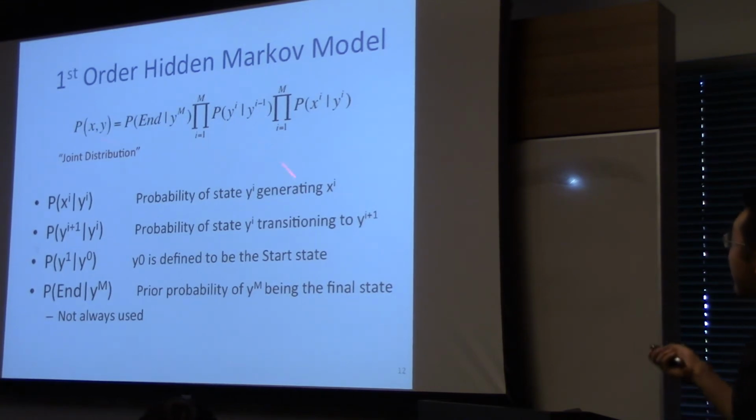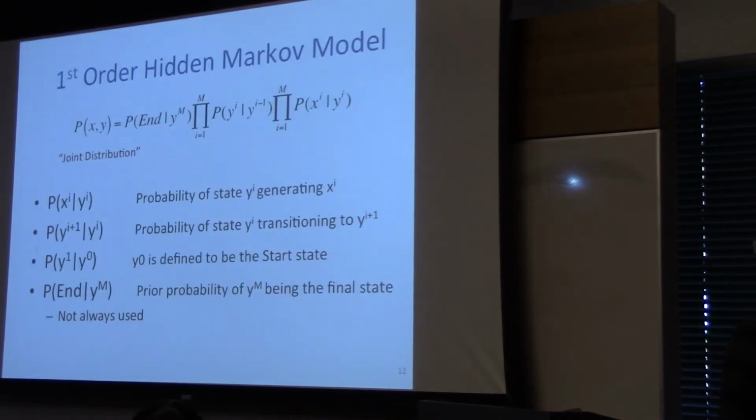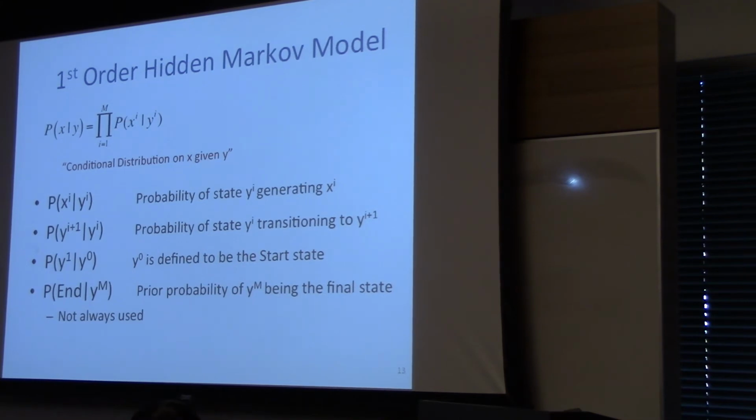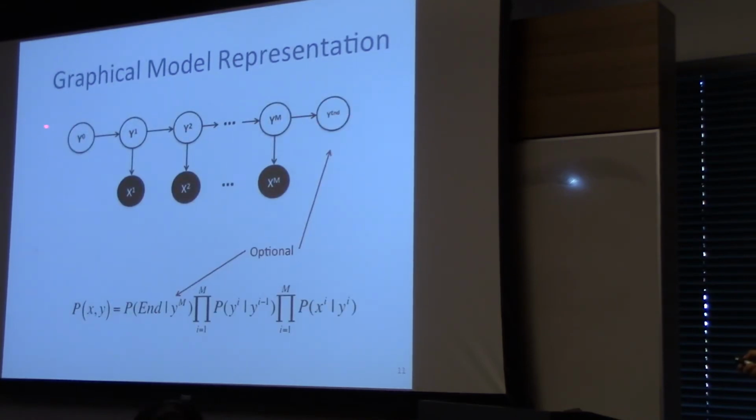Okay, so just a reminder, this is just the joint probability as defined by this graphical model structure, and these are the definitions. One of the nice things about this model is that if you look at the conditional distribution of the x sequence given the y sequence, it actually factorizes completely. If you fix the sequence of y, the x's are completely independent of each other.